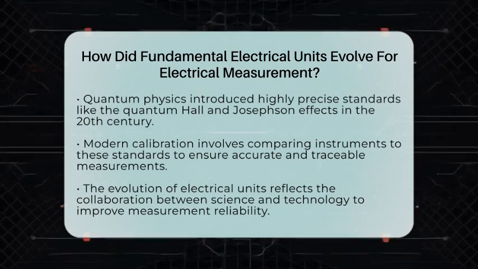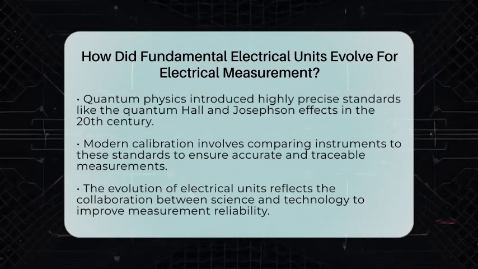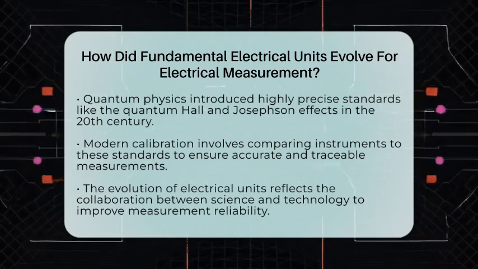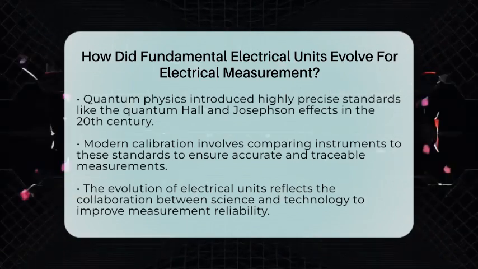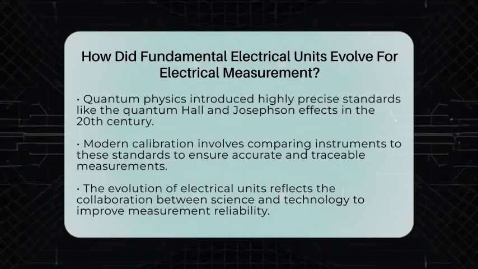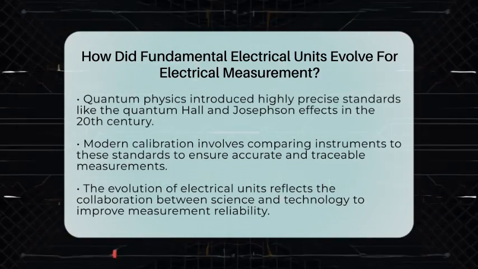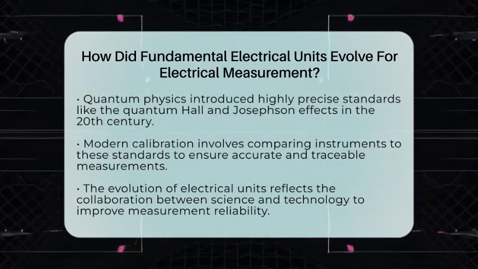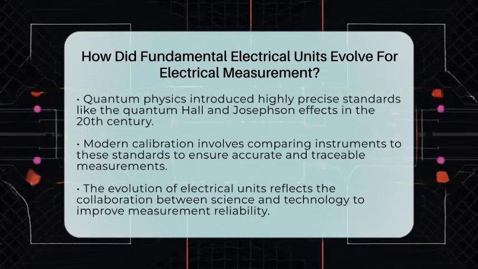It's like using a ruler to measure length. You need a standard to be sure. The story of how electrical units evolved shows how science and technology work hand in hand. From ancient observations to quantum standards, each step made electrical measurement more reliable and precise. This ongoing process helps engineers design safer, more efficient electrical systems.